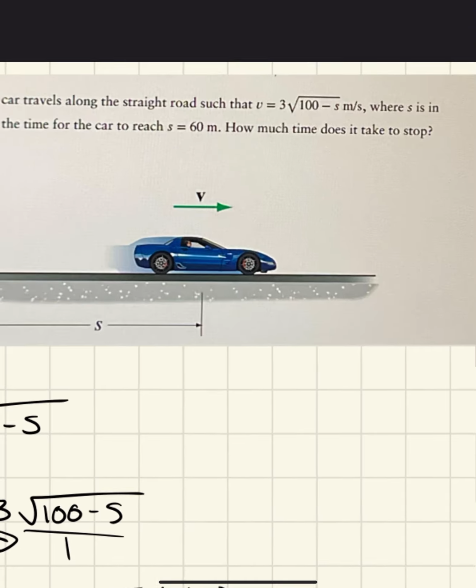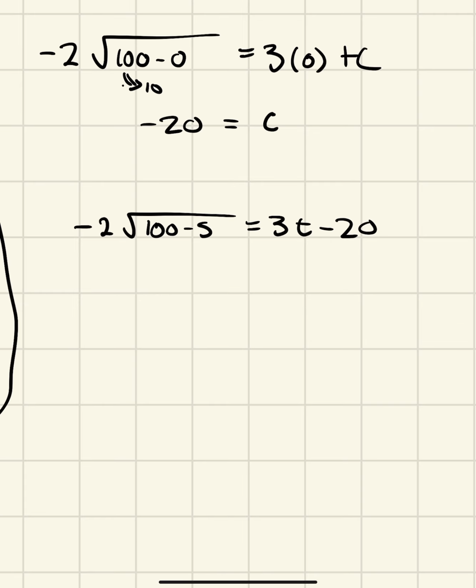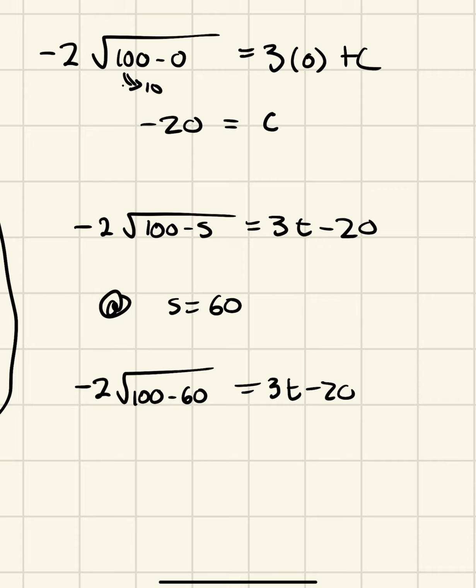Now we can plug in s equals 60. We get negative 2 root (100 minus 60) equals 3t minus 20. Plug that into the calculator: the square root of 100 minus 60, times 2. So we get negative 12.649 equals 3t minus 20. Add the 20 over there.